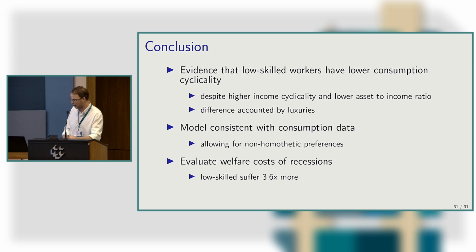So to conclude, I showed you evidence that low-skilled workers have lower consumption cyclicality, and this despite higher income and lower assets. I showed you the model with non-homothetic preferences is consistent with this evidence, and then I evaluated the welfare cost of recessions. Thank you.